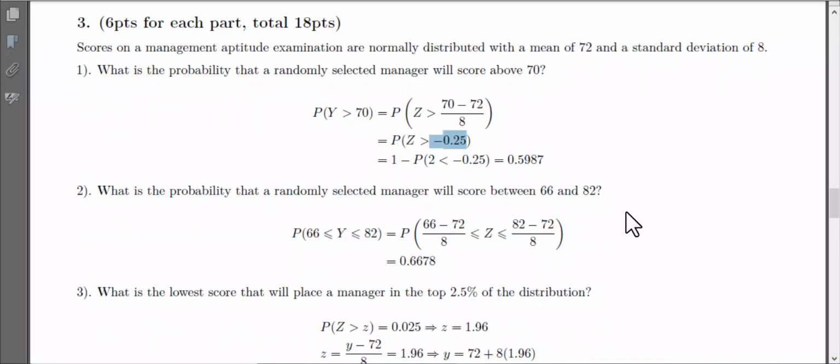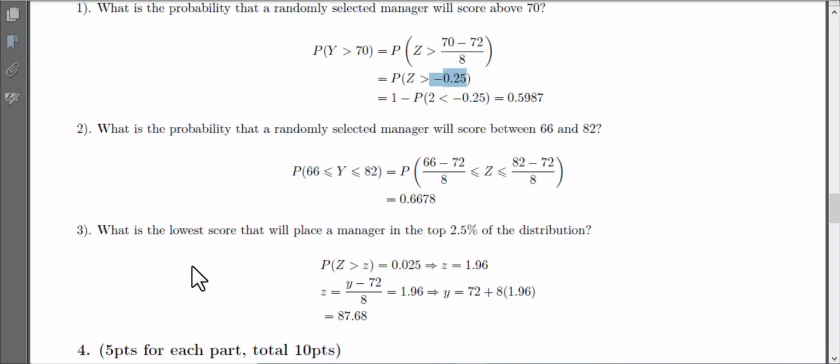And then how about the sandwich probability? So we do the same thing, right? Both ends. And then we could easily get the probability either by the table or by R. What is the lowest score that will place a manager in the top 2.5% of the distribution? So this is a typical question for the inverse probability problem. So when you figure out this little z, of course this capital Z has a standard normal distribution, right? And if we go to the z table or use R, we could find the little z as 1.96. And then how could we get this little z? That's exactly little y minus 72 divided by 8. With this simple equation, we end up with y equals this number.